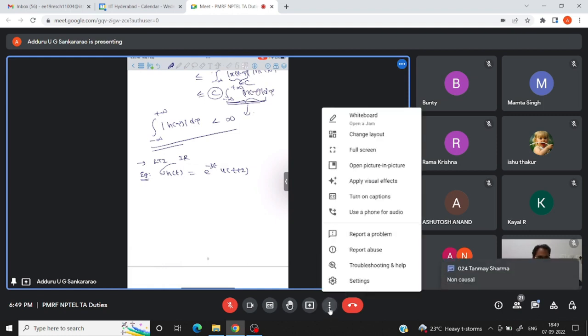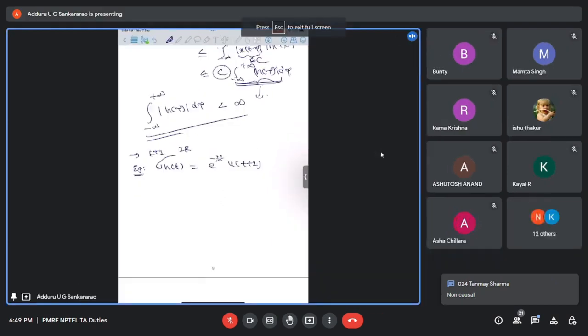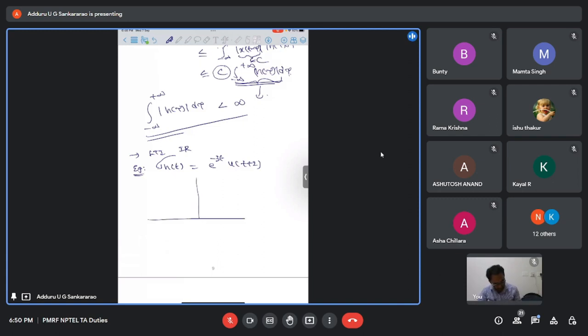First let us draw the signal. Now we know how e to the power minus 3t looks. It is exponentially decaying, from minus infinity to plus infinity, but it is multiplied by u of t plus 2.